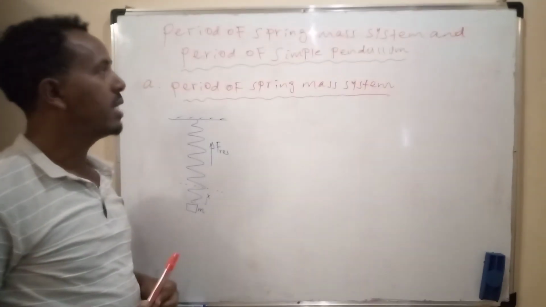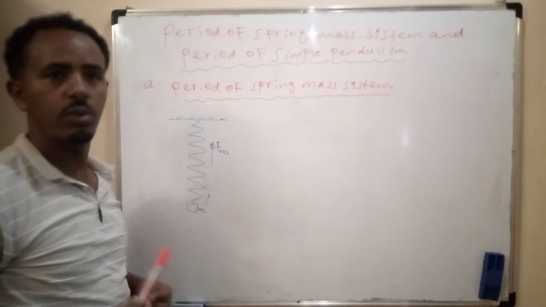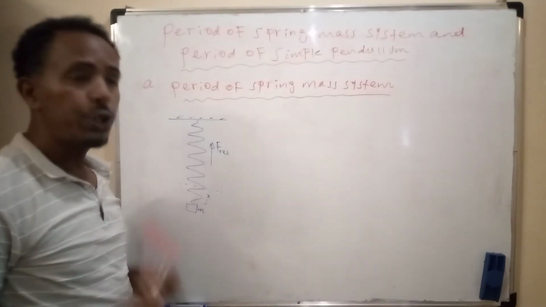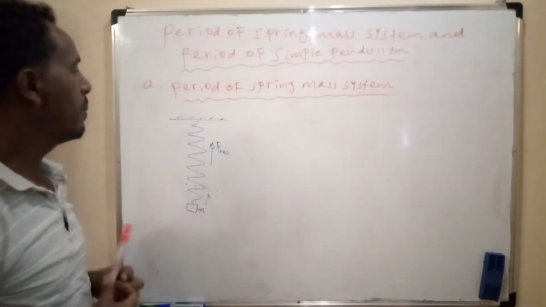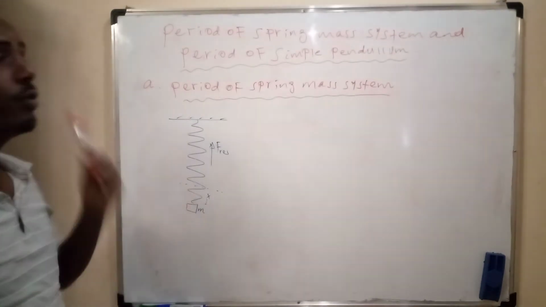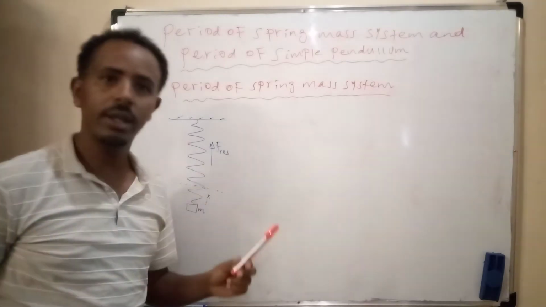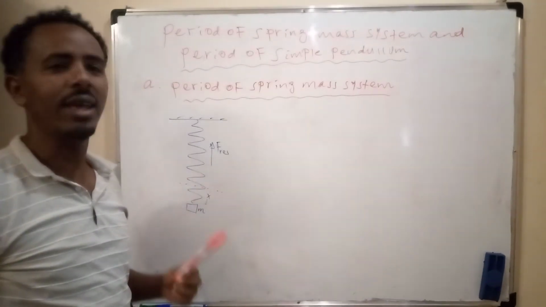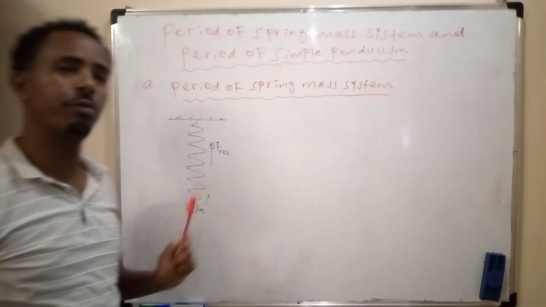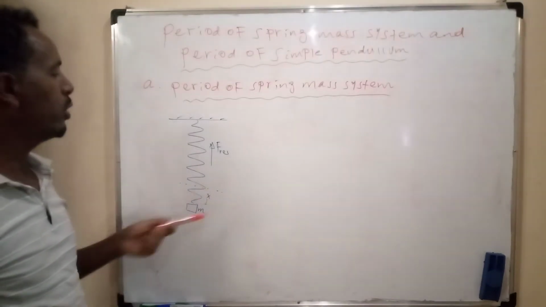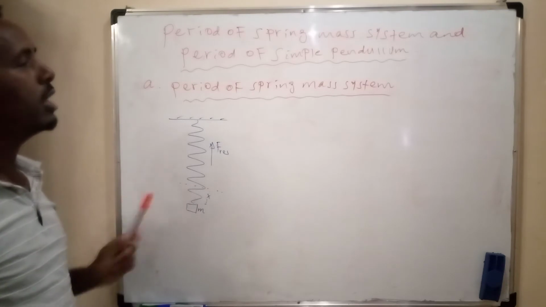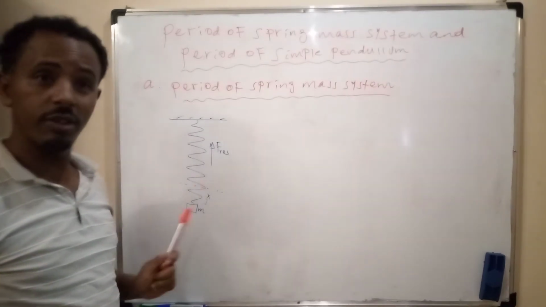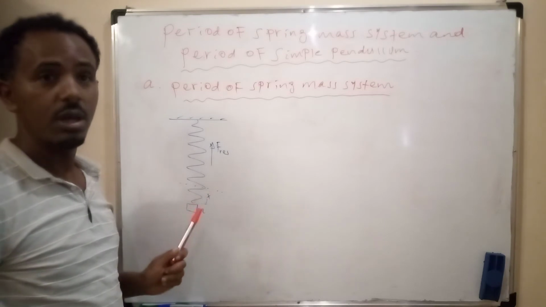Period of spring mass system and the period of simple pendulum. Here we are going to show the period of spring mass system and the period of simple pendulum. Period is the time used for one complete cycle. The mathematical expression of period for spring mass system and the mathematical expression of period for simple pendulum are not the same.